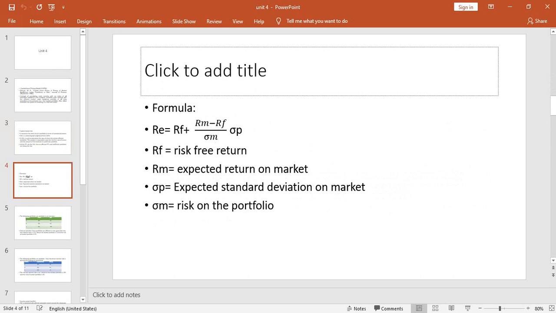Now this is the formula of the capital market line. RE is equal to RF plus (RM minus RF) divided by standard deviation of M, times standard deviation of P. RF is nothing but your risk-free return. RM is expected return on market. Standard deviation of M is the expected standard deviation on market, which means the risk from the market. Standard deviation of P is the risk on the portfolio overall. Standard deviation is basically risk.